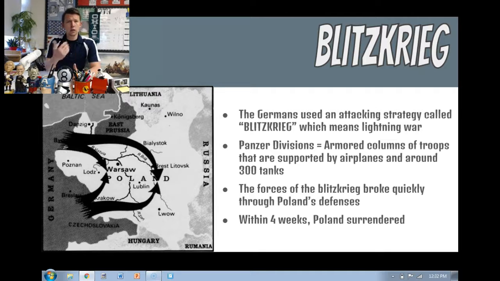And they are really good at this because they use what's known as the Panzer divisions. These are armed columns of troops that are supported by airplanes and around 300 tanks. So they're going to have massive war machines moving in and taking over these areas.